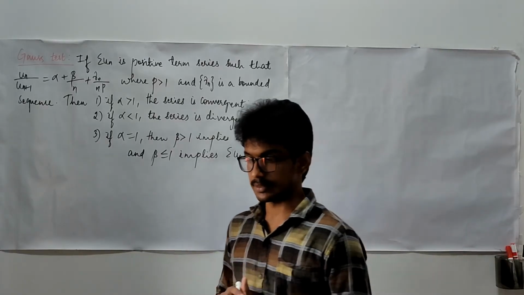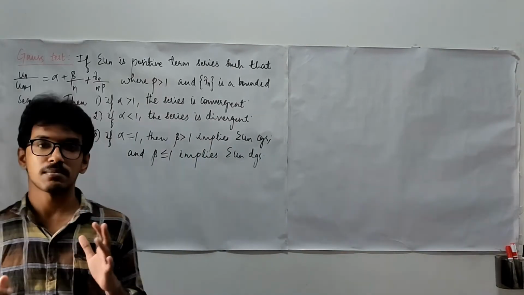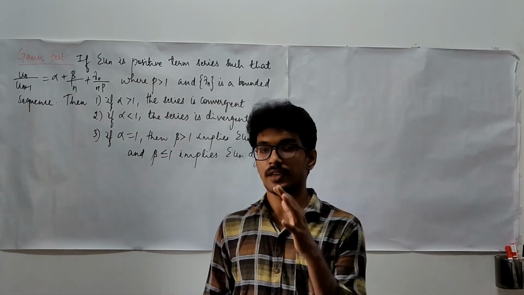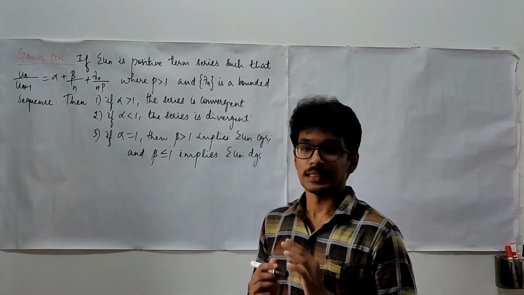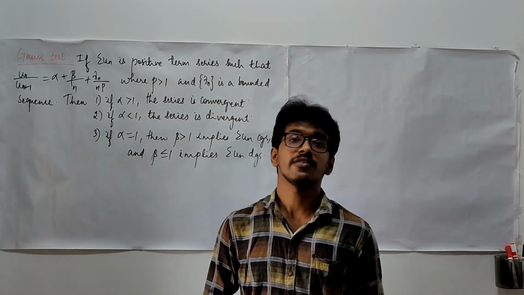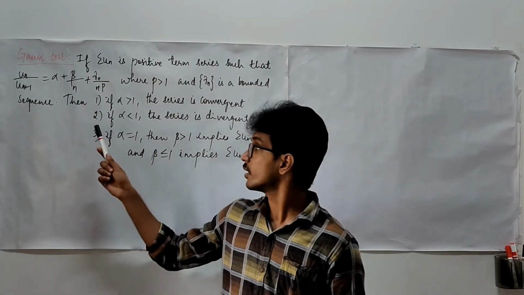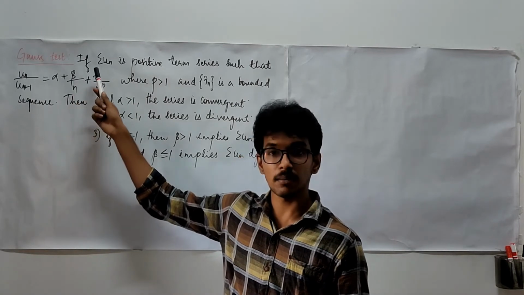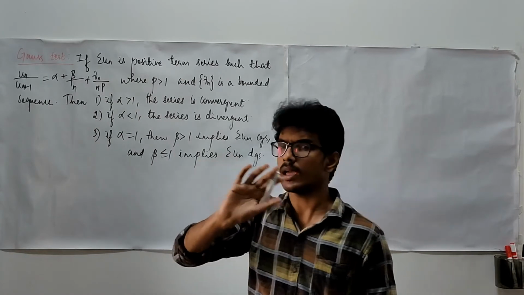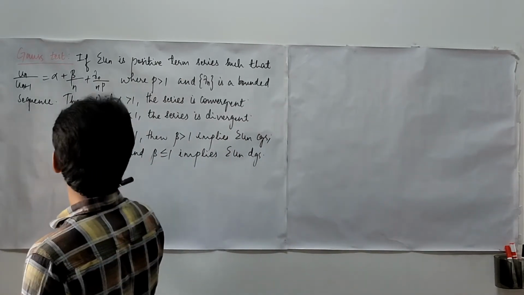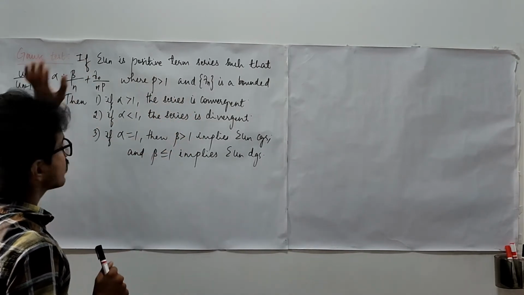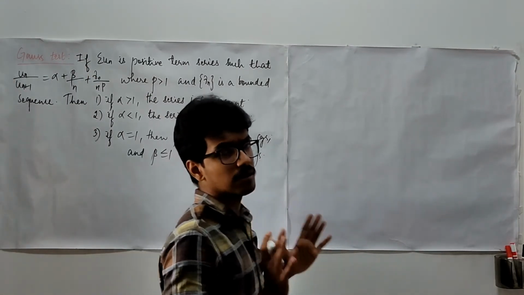Gauss test tells us that if we are given with some positive term series, that is all the terms in the series are positive. If we have some series of that sort, then we find the ratio un upon un plus 1. And if the ratio can be expressed as alpha plus beta upon n plus gamma n upon n to the power p. This p may be any positive quantity. Right? And here you may see, what is this gamma n? This is some bounded sequence.